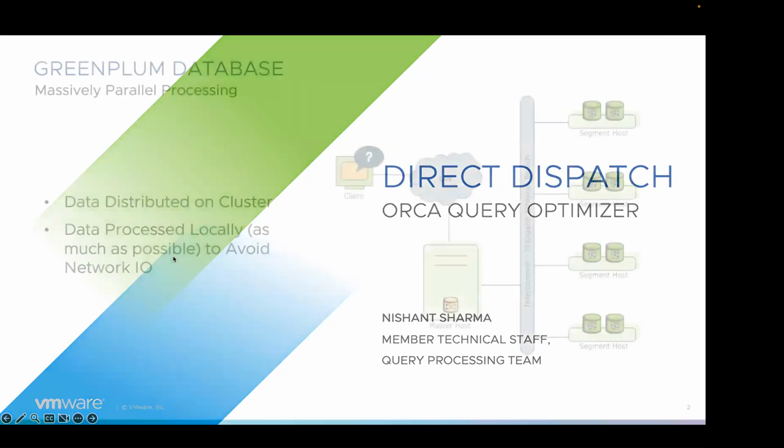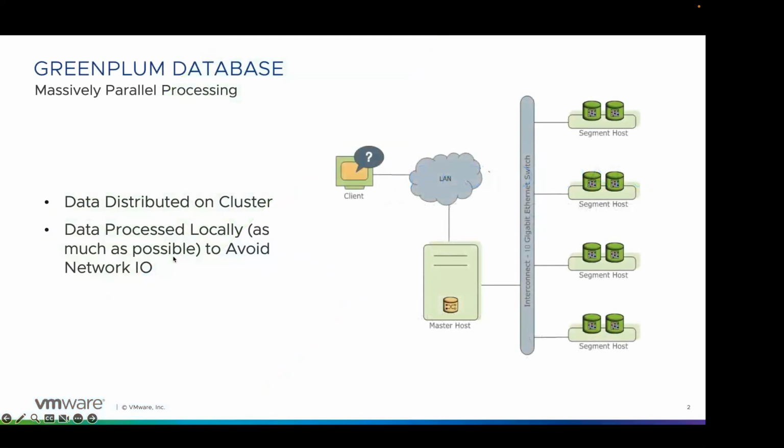So I would like to start with an overview of the Greenplum database, which is a massively parallel processing system. Here we have a master node, or we can say a coordinator. The client interacts with this node only. The user data is distributed across the segments, and the query comes to the master node. It generates the plan for it and sends it to the different segments for execution.